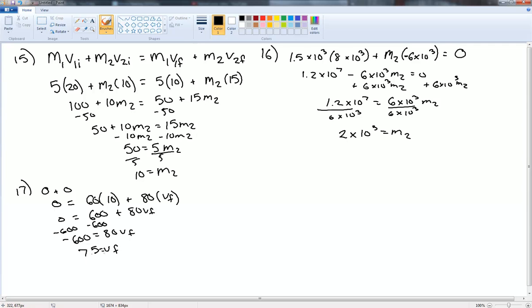VF equals, and this is going to be negative 7.5, but we set this up earlier that since east is positive, a negative means 7.5 to the west.